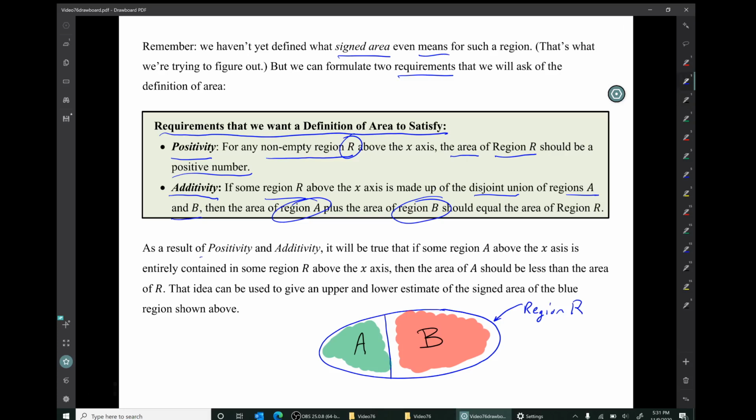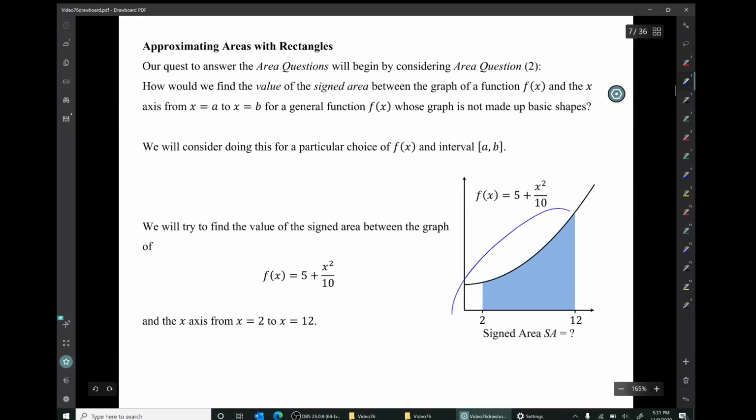Now, as a result of positivity and additivity, it'll be true that if some region A that's above the x-axis is entirely contained in some region R above the x-axis, then the area of A should be less than the area of R. That idea can be used to give an upper and lower estimate of the signed area of the blue region above. Remember, we're trying to give an estimate of that area.